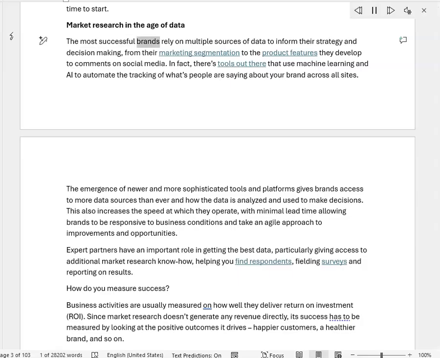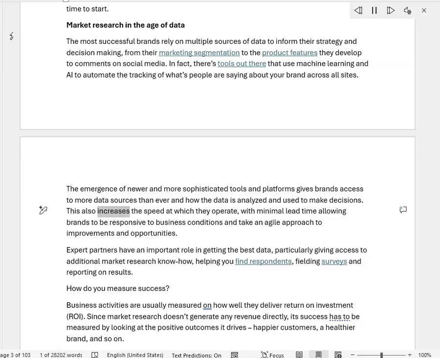Market research in the age of data. The most successful brands rely on multiple sources of data to inform their strategy and decision-making, from their marketing segmentation to the product features they develop to comments on social media. In fact, there are tools out there that use machine learning and AI to automate the tracking of what people are saying about your brand across all sites. The emergence of newer and more sophisticated tools and platforms gives brands access to more data sources than ever, and changes how the data is analyzed and used to make decisions.